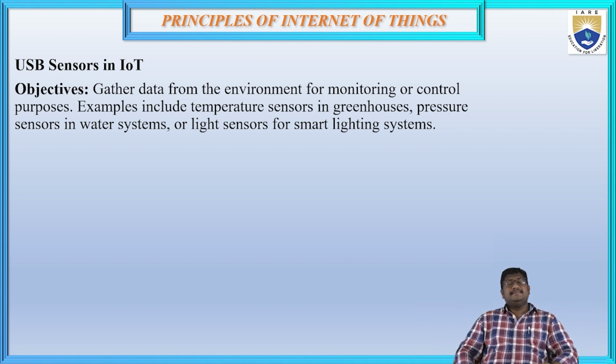You have seen this smart lighting system in your smart homes, and you have seen pressure sensors in the water systems in your smart home. You have also seen temperature sensors in greenhouses established on terraces. In those areas we have seen these temperature sensors. These are the objectives of utilizing USB sensors in an IoT system.